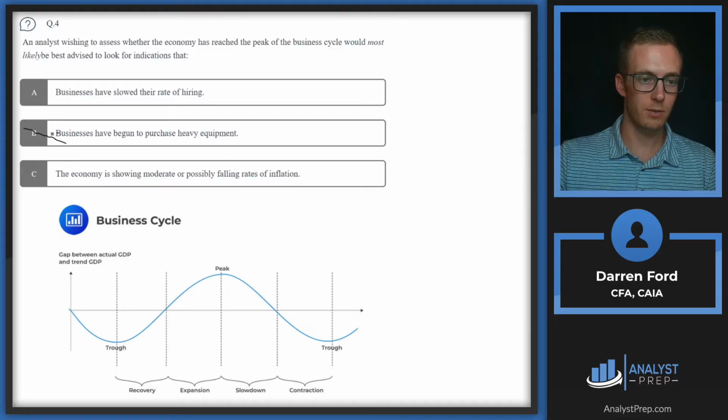Just cross it out just to be sure. And for C, the economy is showing moderate or possibly falling rates of inflation. Inflation is not typically going to moderate or fall until we get past that peak into the slowdown and contraction phases. So we're going to rule out C there too, and we'll go with answer A.